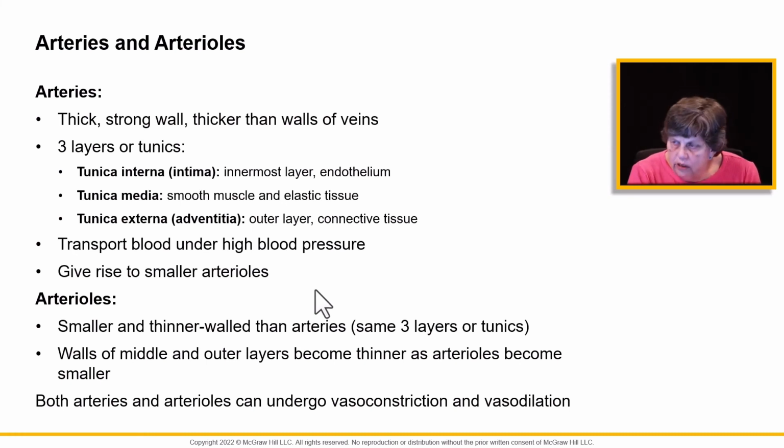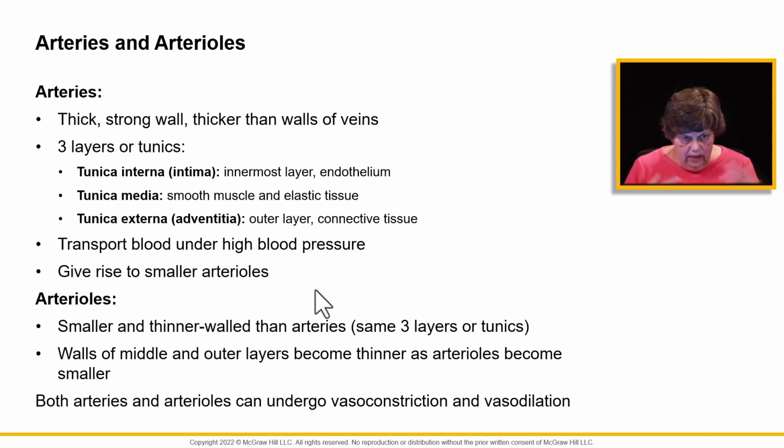You have an innermost layer, which is the endothelium, which is nice and smooth. And then you have a smooth muscle layer with elastic tissue in it, the tunica media. And then you have the tunica externa, which is the outer layer with connective tissue. And so we're transporting this blood under high pressure.